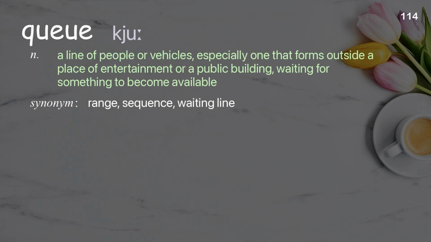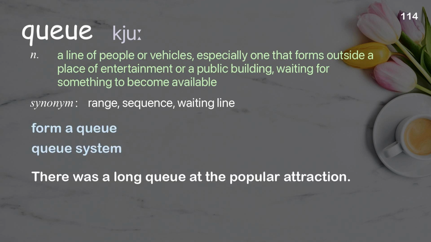Queue. A line of people or vehicles, especially one that forms outside a place of entertainment or a public building, waiting for something to become available. Examples: Form a queue. Queue system. There was a long queue at the popular attraction.